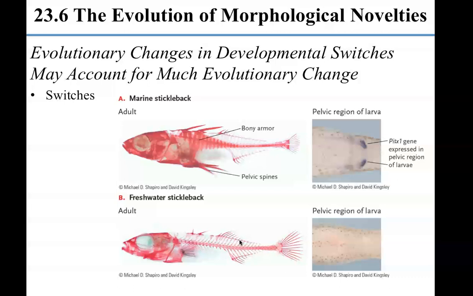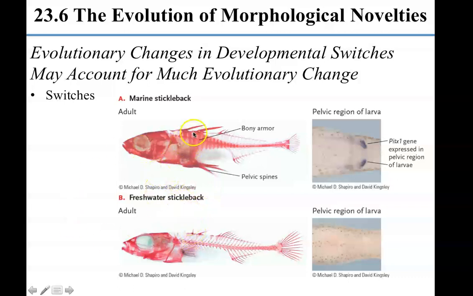So these are stickleback fish, and the ones up here on the top, this is a picture of the skeleton of a stickleback fish that lives in a marine or saltwater environment. This is a picture of a stickleback fish that lives in a freshwater environment. It's pretty subtle, but you'll notice that the marine stickleback has these big spines, and the freshwater stickleback has these small spines. And this is advantageous in each environment.